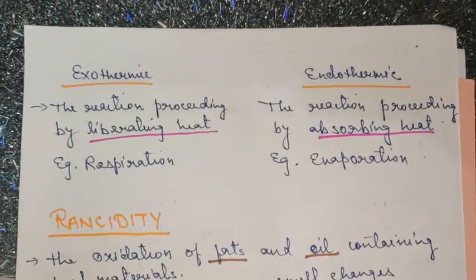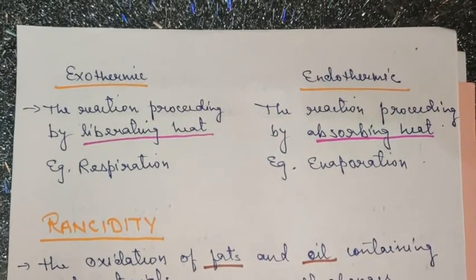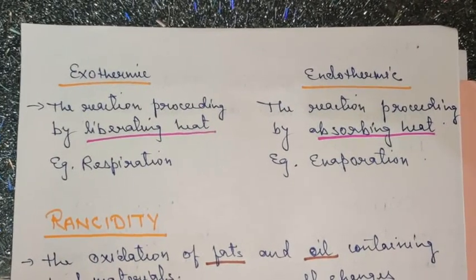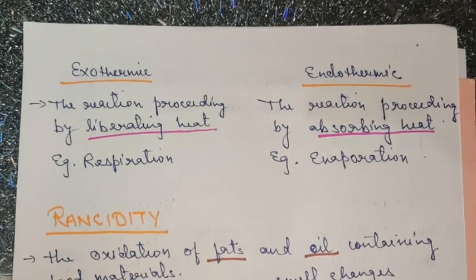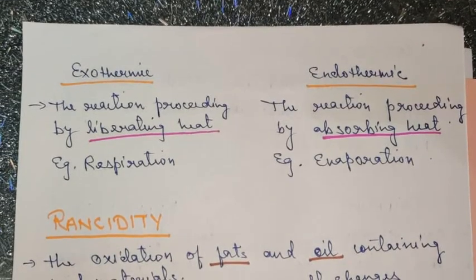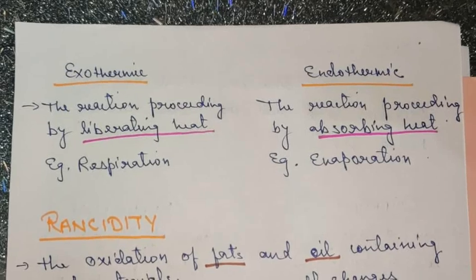Exothermic reaction means the reaction that proceeds by liberating heat, in which the heat is being produced. The best example is respiration. If you have observed this, children, whenever you place your hand in front of your mouth and breathe out, you must have observed that warm air comes out. That means heat is being evolved in this process because of the presence of CO2 as a byproduct in respiration.